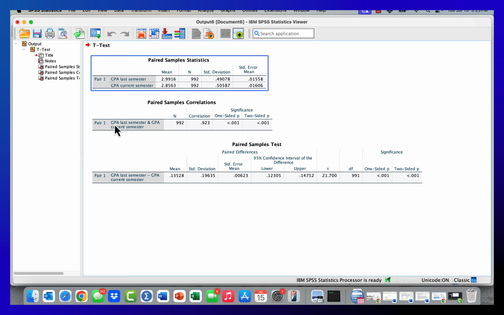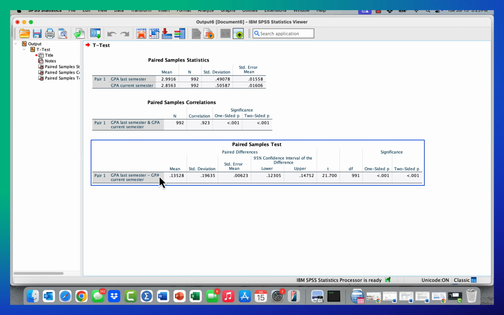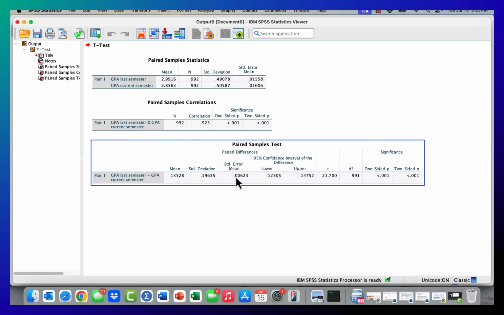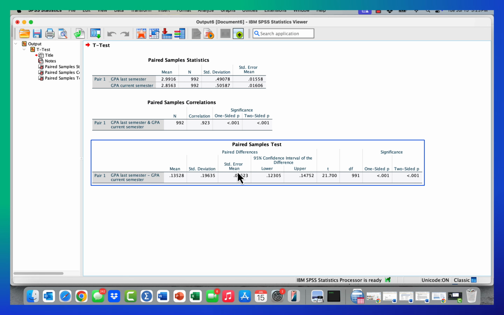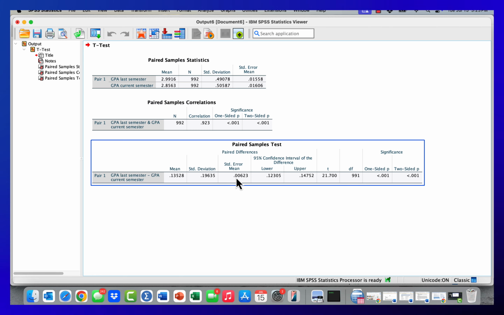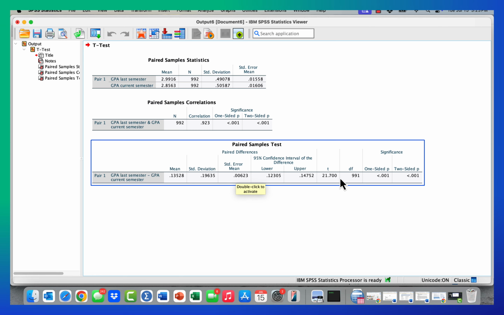As opposed to reporting each measure separately, we're looking at the difference between the first and second semester. The mean in this first column tells us the difference between first and second semester GPA, which is on average about 0.135. The second column is the standard deviation of the differences. The third column is our standard error of the differences between the scores. If we were hand calculating our t-test, that's an important statistic to use to calculate our t-statistic. We aren't going to do that because SPSS did it for us, but it's useful to have.